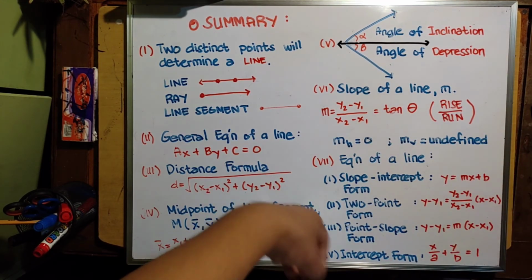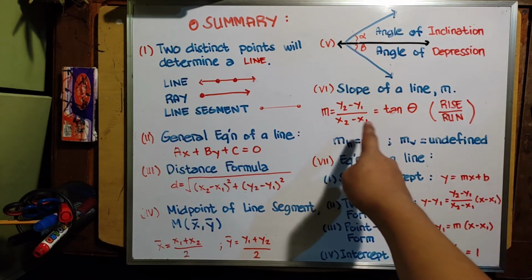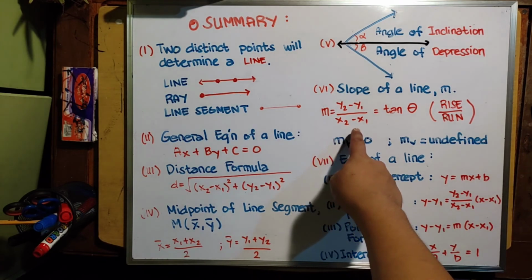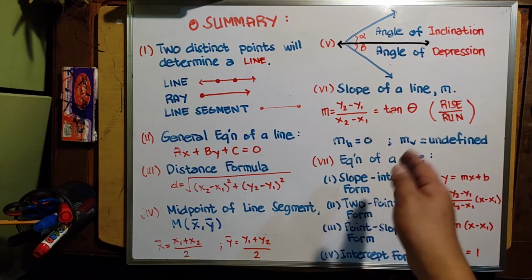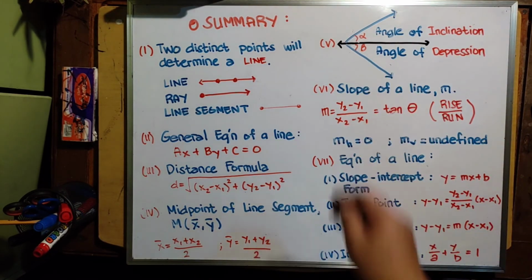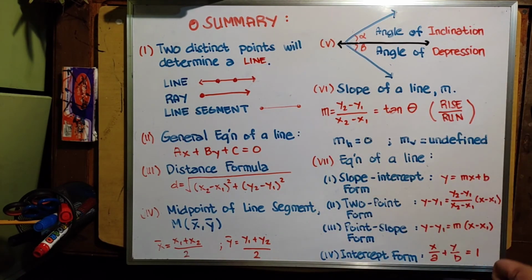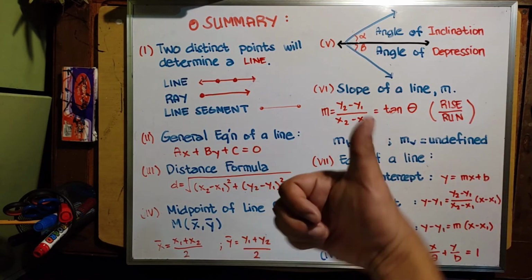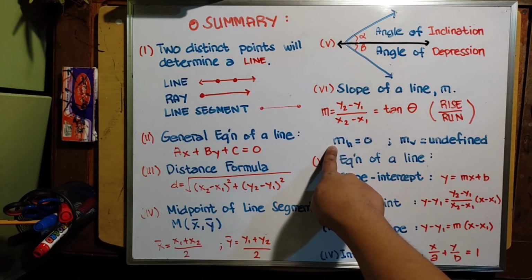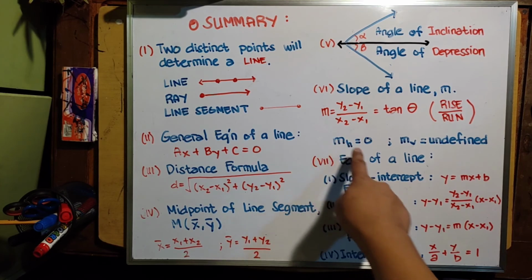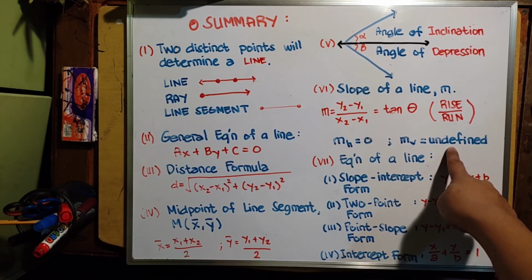How about this? The slope of a line, denoted by small m, is y sub 2 minus y sub 1 over x sub 2 minus x sub 1. Or, if you are given theta, the angle between the horizontal axis and the line, then we can use tangent theta, TOA, opposite over adjacent, which is just the rise over run. And take note, class, if we have a horizontal line, the slope will automatically be 0. If vertical line, then the slope is undefined.